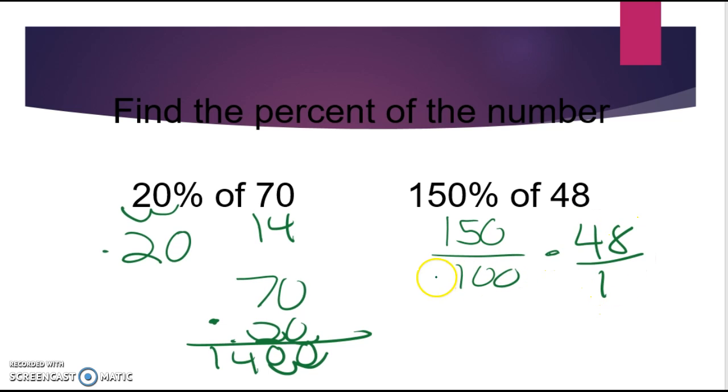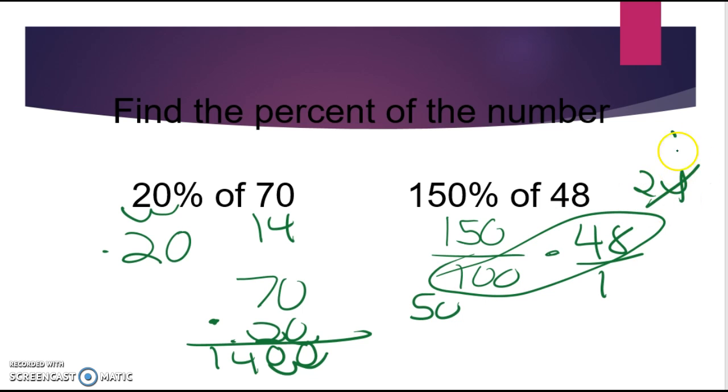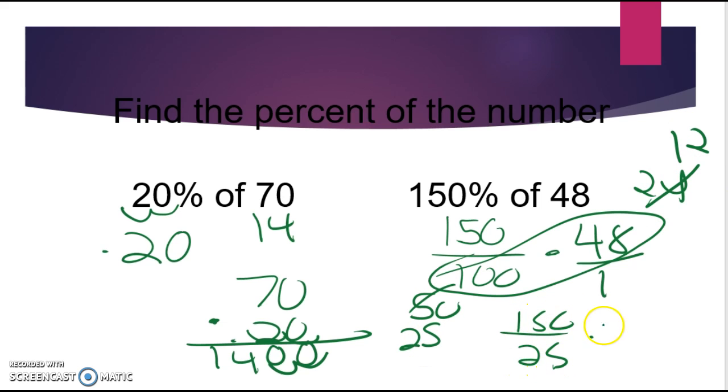So over here, if I have 150% of 48, I'm going to do 150 over 100 times 48. Now I want to try to simplify as much as I can. So 150 and 48, I can make that 50 and 24. And I can go even further, make it 12 and 25. So now I have 150 over 25 times 12 over 1.